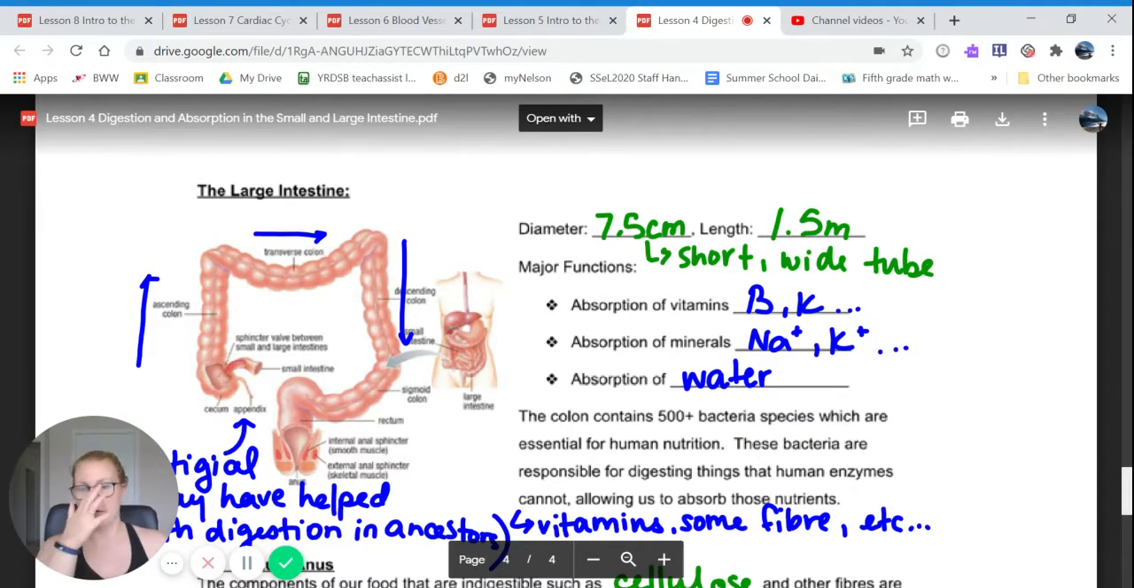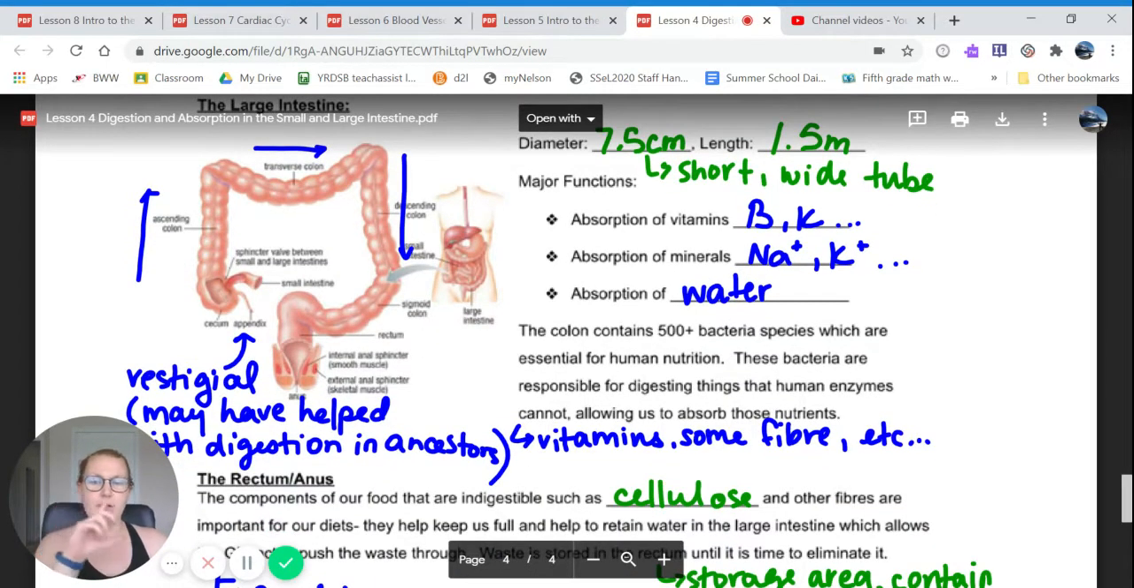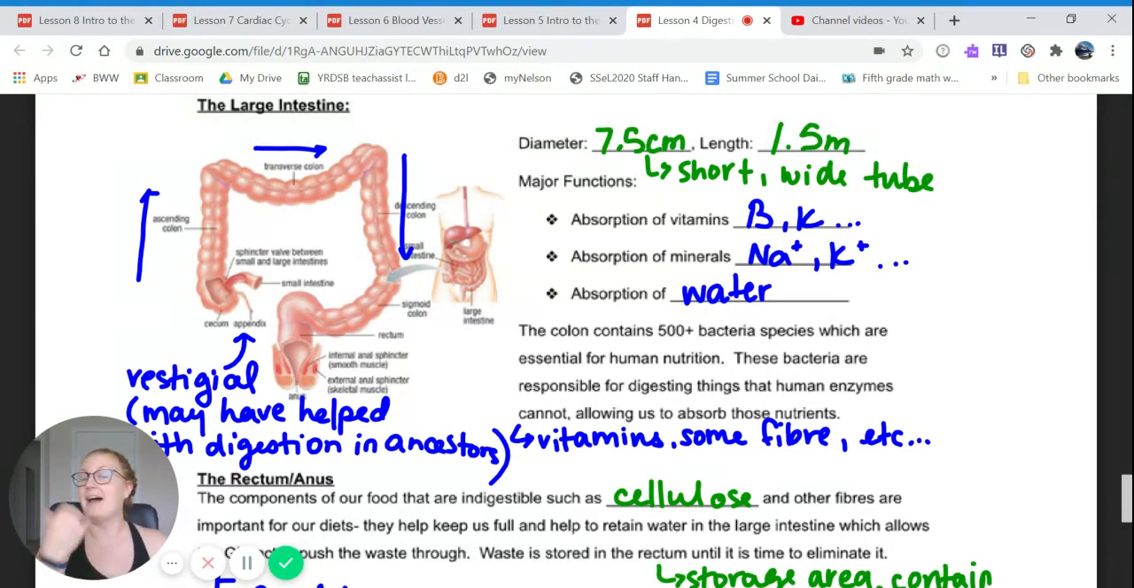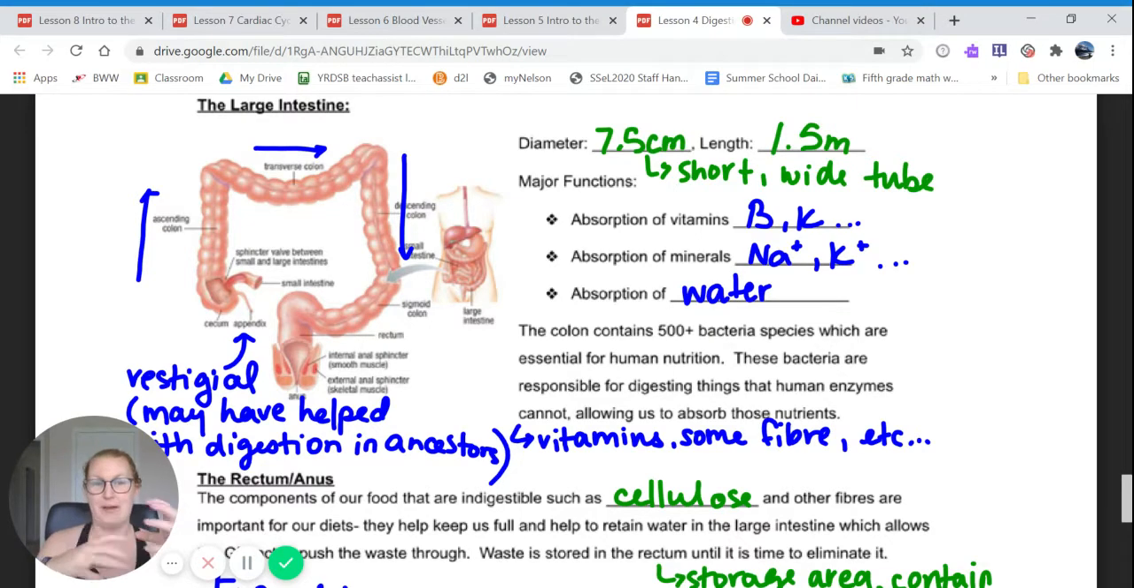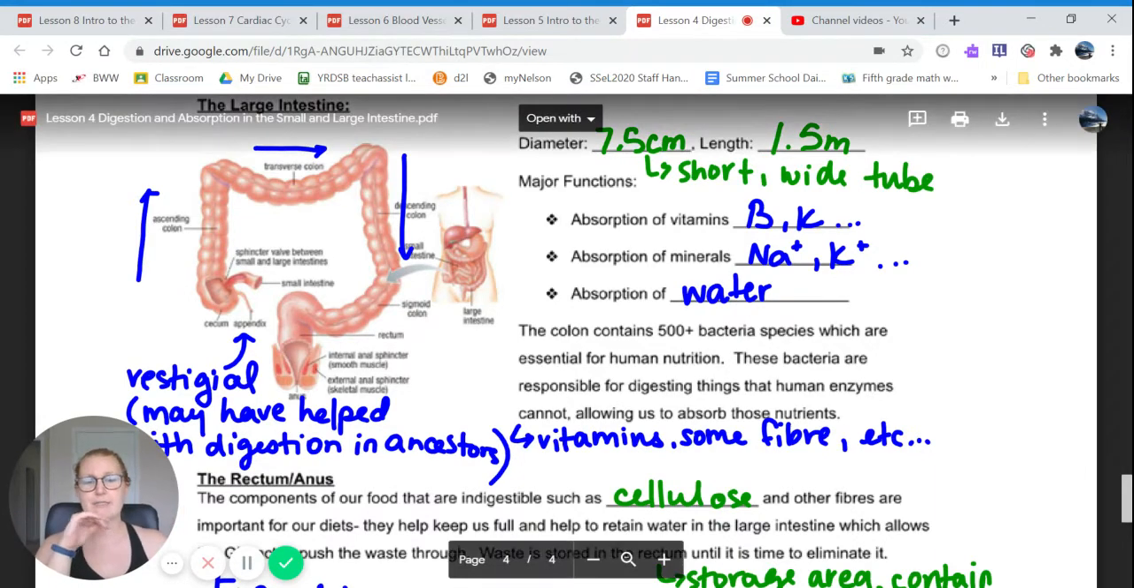The reason this happens here, and I've mentioned it down below, is that the colon and some of this large intestine contain over 500 bacterial species. They digest things that we humans cannot. We don't have the nutrients for them. What these bacteria are essentially doing is living symbiotically with us. They're breaking down all of these really good vitamins and minerals, and releasing them so that we can actually absorb them into the body. So certain vitamins that I've mentioned there, certain minerals as well, and water for sure, are all absorbed in the large intestine.